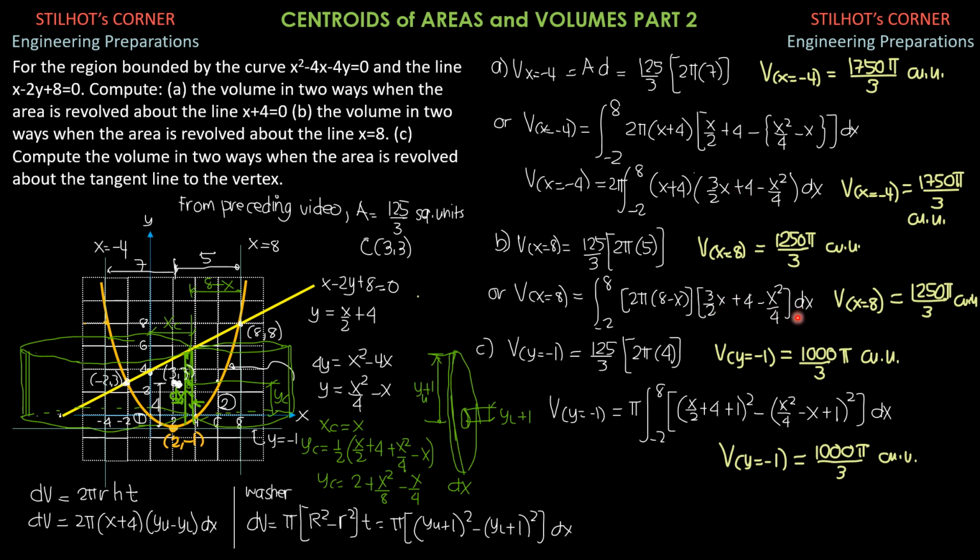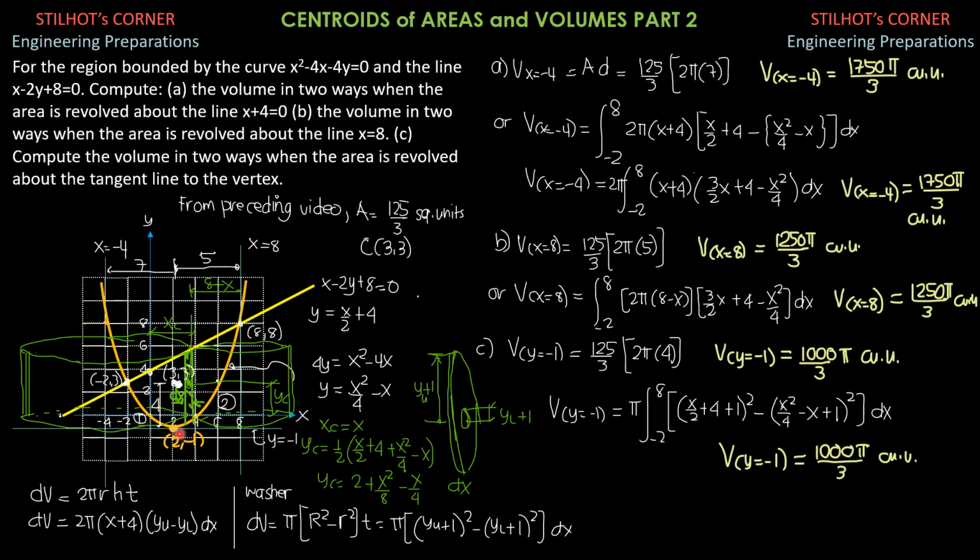So using your calculator again, the volume generated when the region is revolved about x equals 8 is the same, 1250 pi over 3 cubic units.